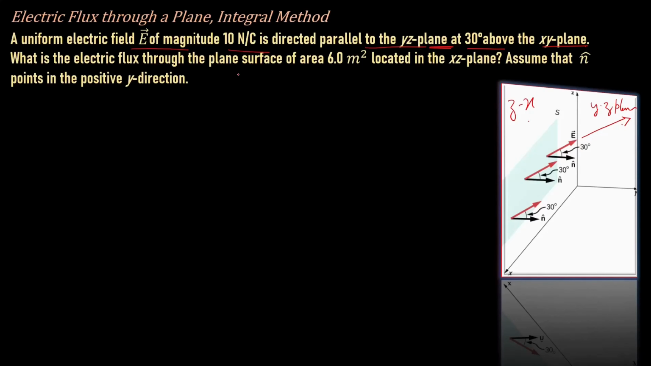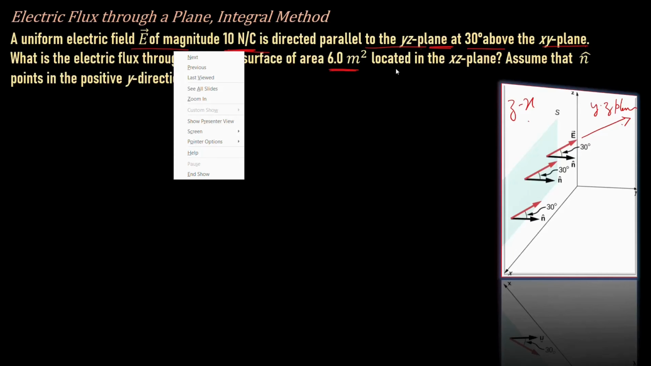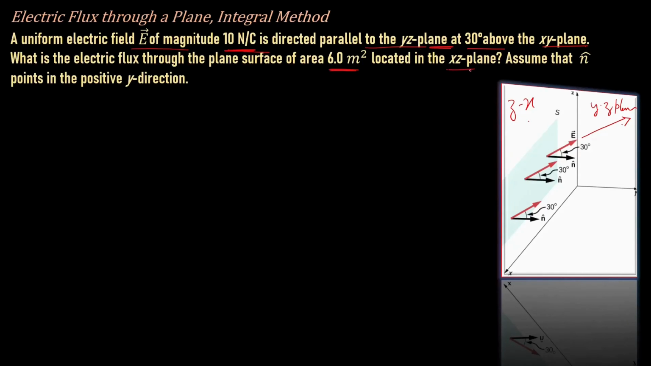What is the electric flux through a plane surface of area given? This time the area's magnitude is given, and the magnitude of the electric field is also given. In the previous question it was not there. And they are located in the XZ plane. So this time what do we have to look for? The direction of the electric field, which is along the YZ plane, and the area, which is kept in the XZ plane.